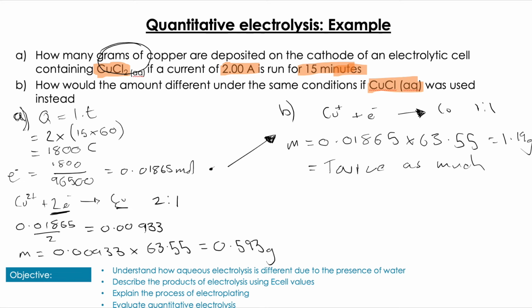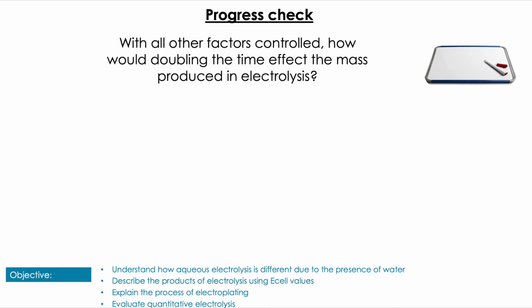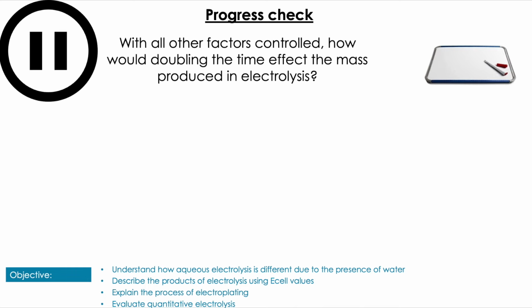So these aren't particularly difficult as long as you remember to use your data booklet for Faraday's constant if you forget it. Let's get you doing a question on that then. First question, with all things kept the same, what would happen to the mass of the product produced if I doubled the time? Pause the video here to give yourself a moment for that.